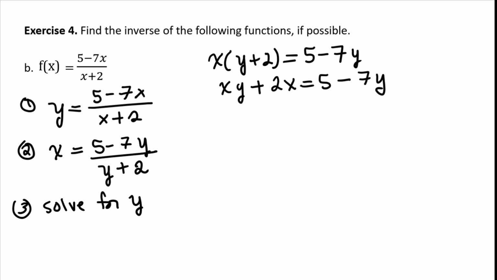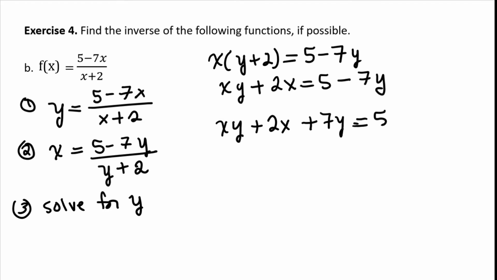Let's get all the terms that have a y in it on one side and all of the terms that do not have a y to the other side of the equal sign. I'll begin by adding 7y to both sides. So xy plus 2x plus 7y equals 5.